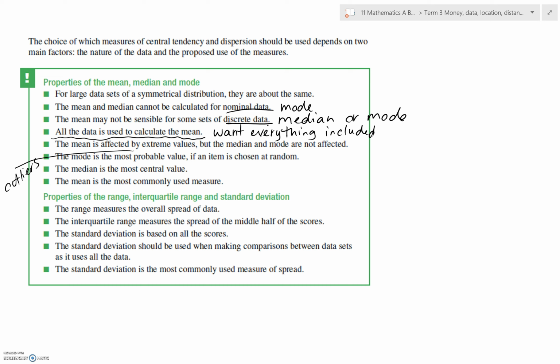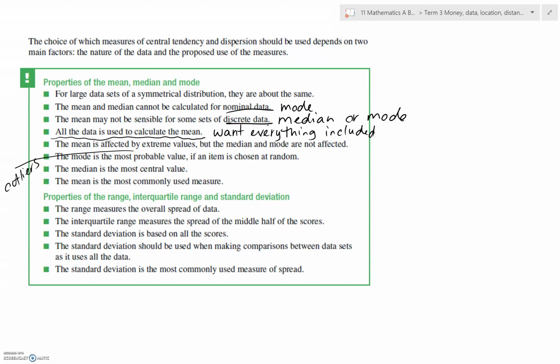Now, we also need to talk about the properties of the range, interquartile range, and standard deviation. When do we want to use them? The range measures the overall spread from the minimum to maximum, how far the data goes. For the interquartile range, we're only looking at the spread of the middle half of the scores, so the scores from Q1 up to Q3 in the middle. That's what we're interested in, because maybe outside of those are outliers that aren't really going to be useful for us. So often the interquartile range is more appropriate.